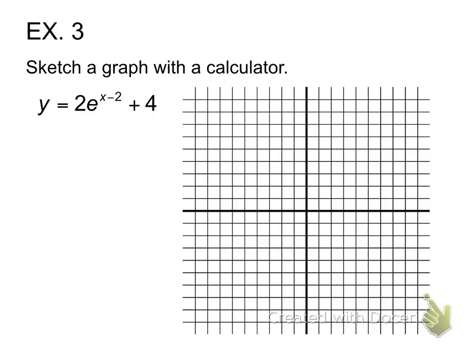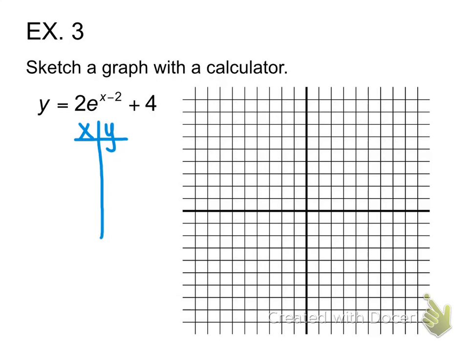Okay, this one's a little different. It's got an e in it. Works out the same way. You're going to type into your calculator 2 times, find the e button, e to the x minus 2 power plus 4. So this tells me, since it's -2 with the x, that's going to be right 2 spaces, and then the plus 4 on the end tells me up 4 spaces.